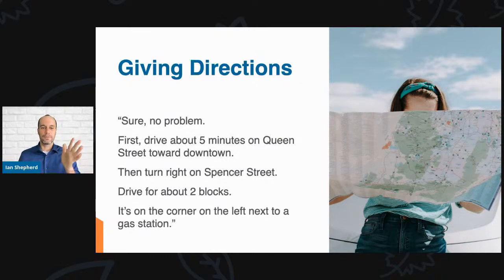So this is about a 4 or 5 step direction, right? I answer, "Sure, no problem. First, drive about 5 minutes on Queen Street toward downtown. Then turn right on Spencer Street. Drive for about 2 blocks. It's on the corner on the left." So using the prepositions: on the corner, on the left, next to a gas station. So this would be a good answer for level 4, right? Because remember level 3, you need about 3 steps. Level 4, you need about 4 or 5 steps.